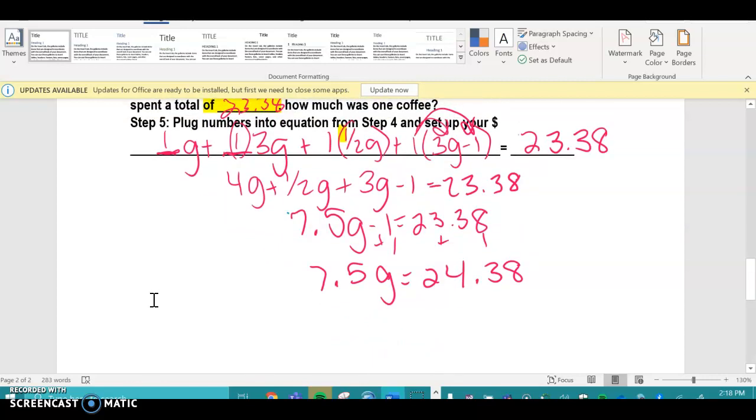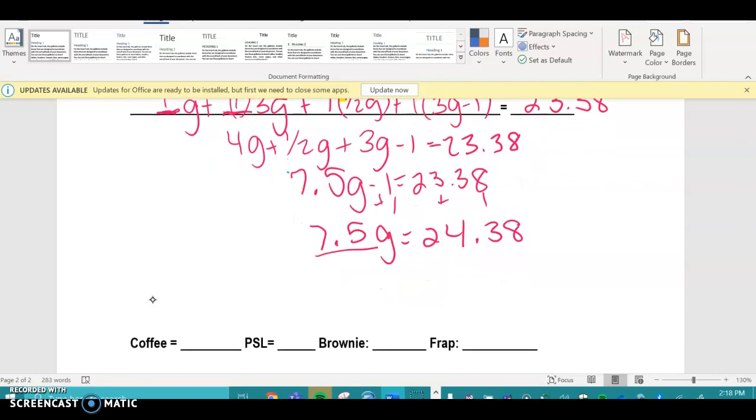Now I need to divide both sides by 7.5. So when I do that, I get 24.38 divided by 7.5. I get G, which was my coffee, is $3.25. Well, if my coffee is $3.25, how can I figure out how much my pumpkin spice latte was?